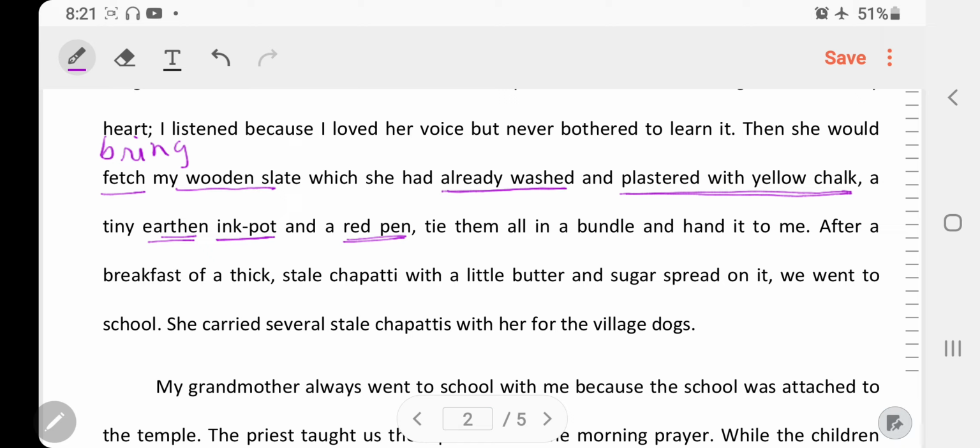After a breakfast of a thick stale chapati with a little butter and sugar spread on it, we went to school. She carried several stale chapatis with her for the village dogs.